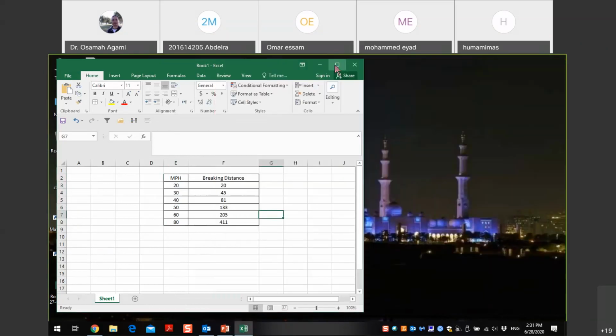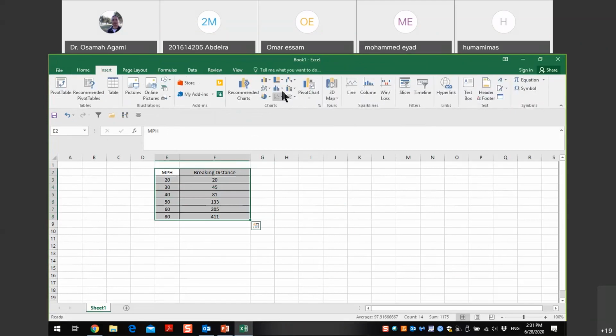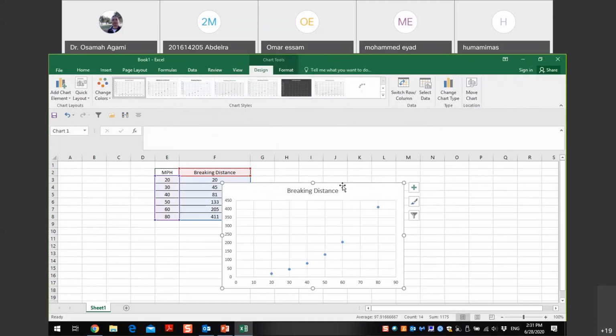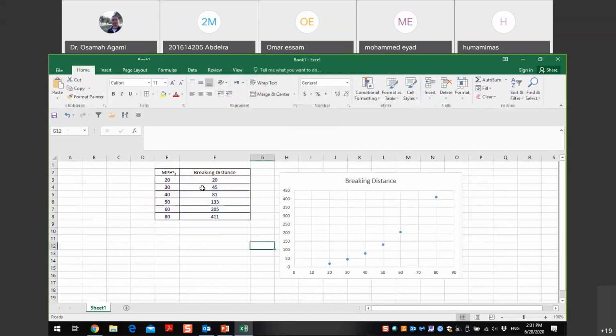I'll just make this one bigger. Now I would like to scatter plot this one. So I'm just shading them. I go for insert, I go for scatter. From this one, I know this is a scatter plot. I would like to have the best line. Okay, so I'll shade it again.